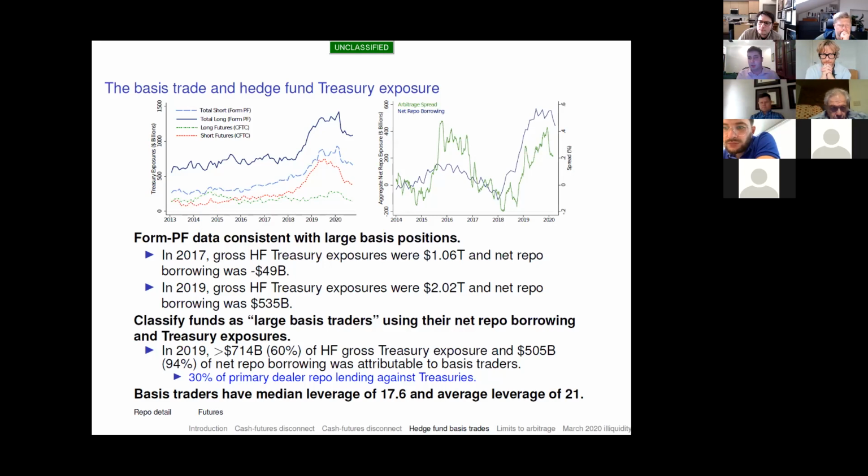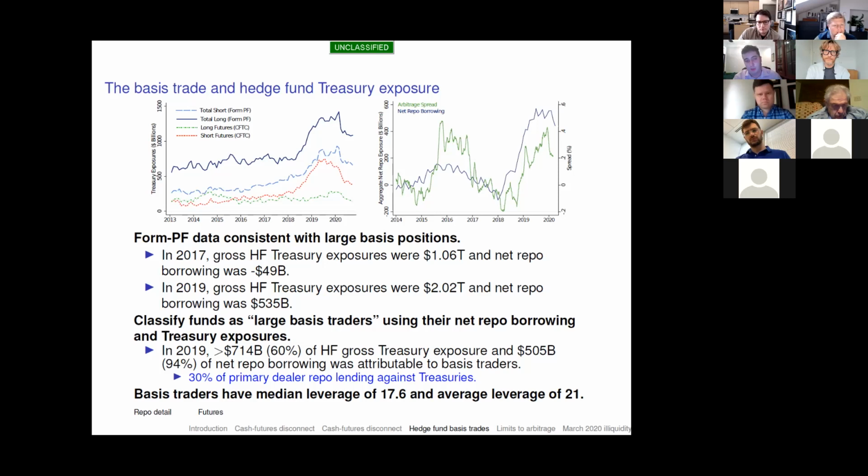Now, all of this is just speaking about all hedge funds, right? So one thing that we do here is we classify certain hedge funds as large basis traders based on their similarity to that stereotypical balance sheet of a basis trader. And what we find is that about $714 billion of gross treasury exposures, which is about 60% of the total amongst hedge funds, is associated with these large basis traders. They make up almost all of the net repo borrowing. And in addition, if you want to think about the size in terms of other markets that they're involved in, a $500 billion basis trade would imply that about 30% of primary dealers' repo lending during this period is going to this basis trade by itself.